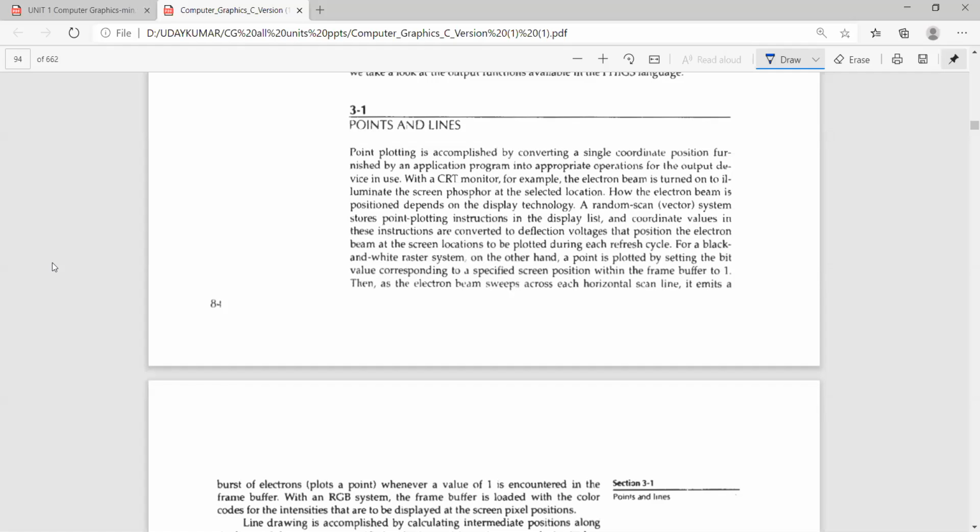For example, you are using MS Paint, Microsoft Paint. The user gives input by taking the pencil option and clicking somewhere. That is the input. Appropriate operations then run on the output device. With a CRT monitor, for example, the electron beam is turned on to illuminate the light on the phosphor-coated screen at the selected location.